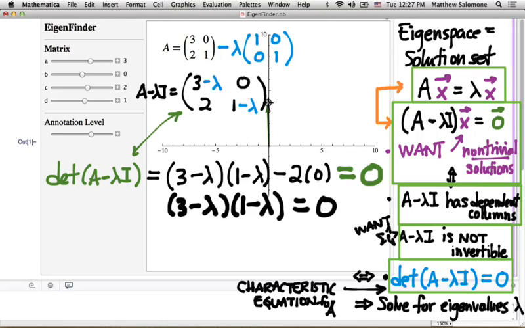And since I left it factored, the amount of additional work I have to do here is pretty minimal. 3 minus lambda is equal to 0 on the one hand, 1 minus lambda is equal to 0 on the other hand. So in the first case, lambda equals 3, and in the second case, lambda equals 1. And there's our eigenvalues. And that's all there is to it. Set up the characteristic equation, solve the characteristic equation. And that will tell you algebraically what your eigenvalues are.